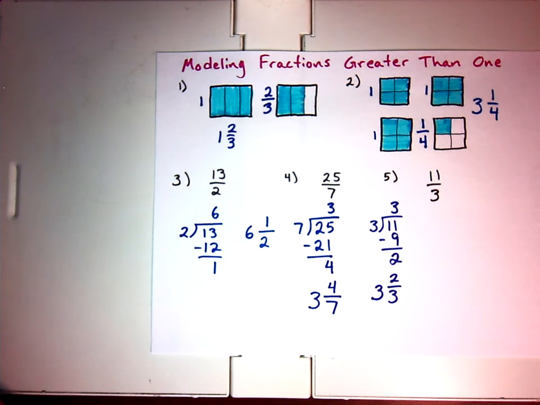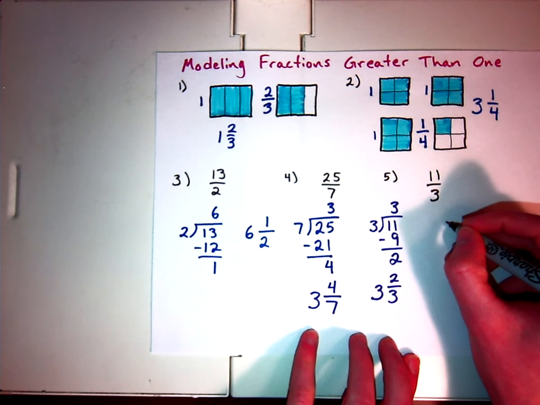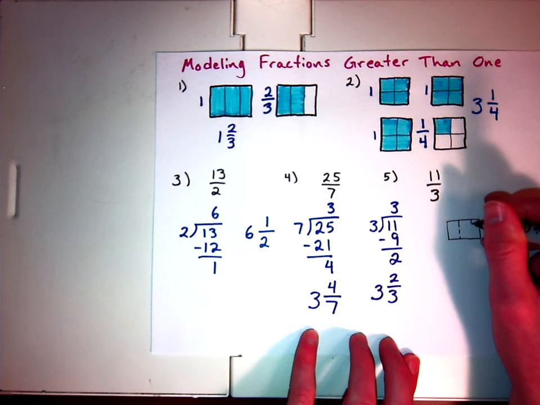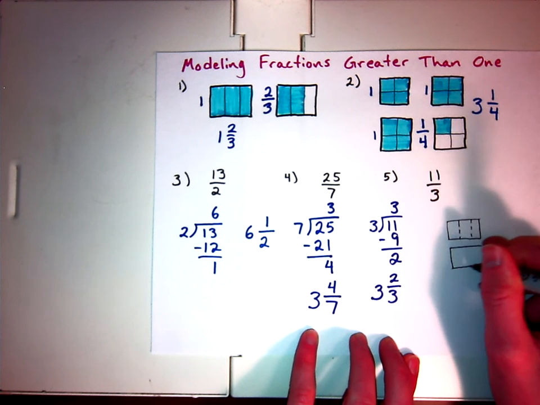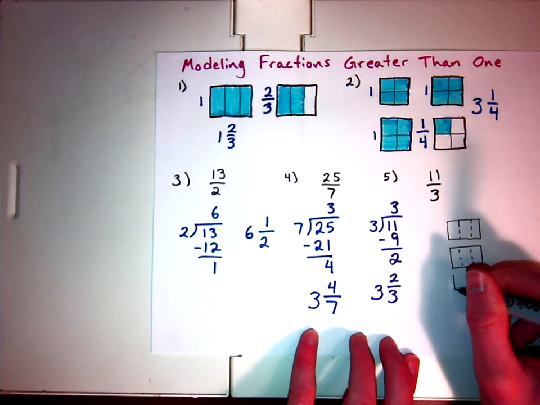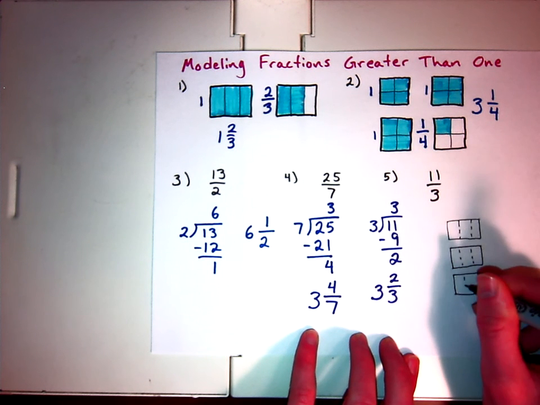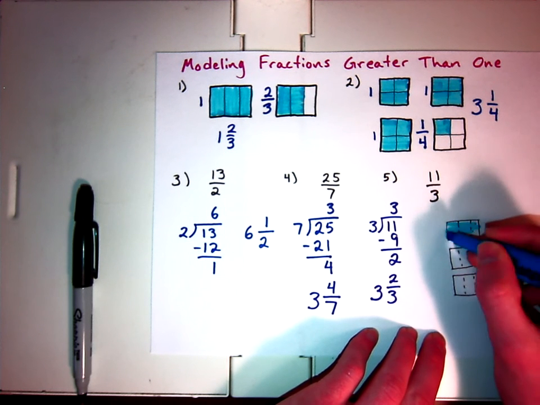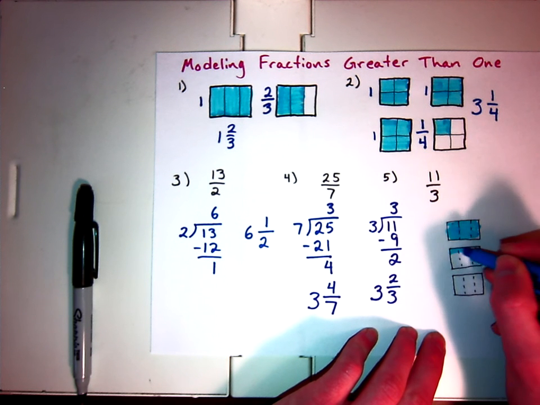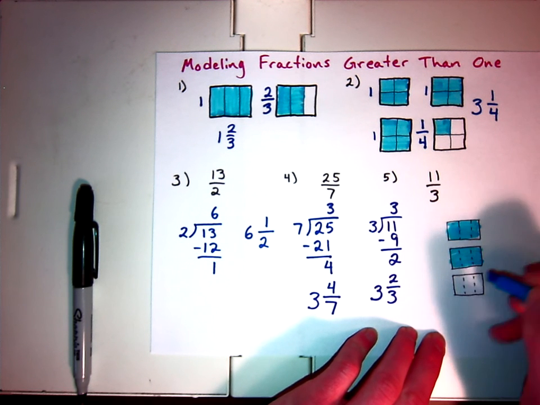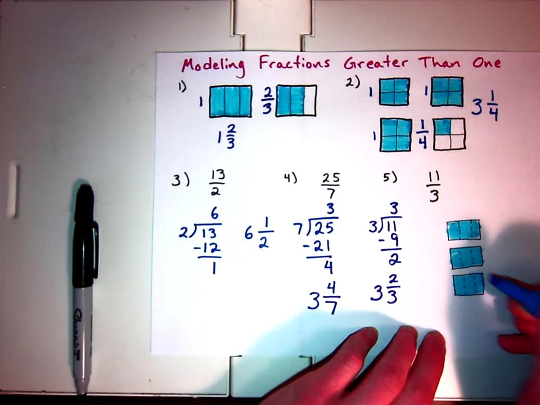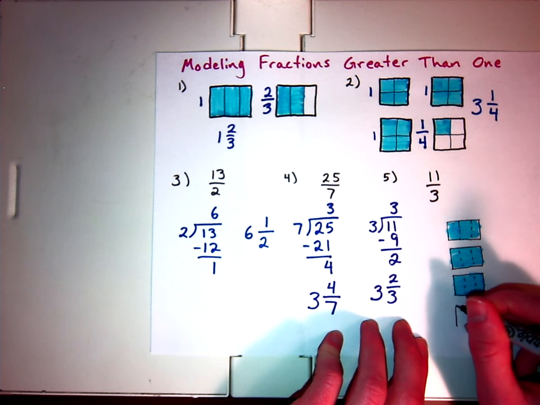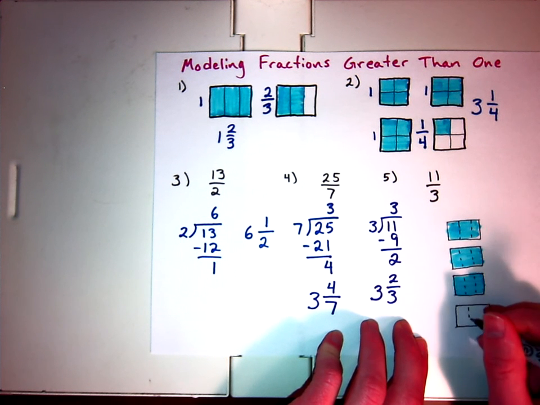So I get that. And what that means is I'm going to have 3 shapes that are cut into thirds. And what I'm going to do with those is, well, if I have 3 whole, that means those need to be completely shaded. Okay? But right now, this just represents 3. So what I need to do is I need to draw a 4th shape, divide it into thirds just like the others.